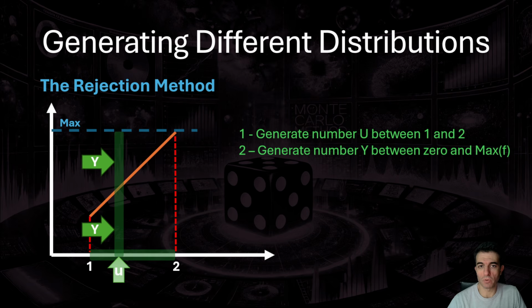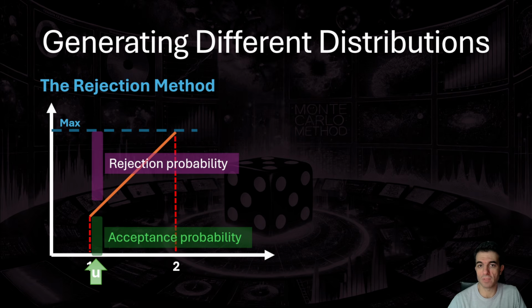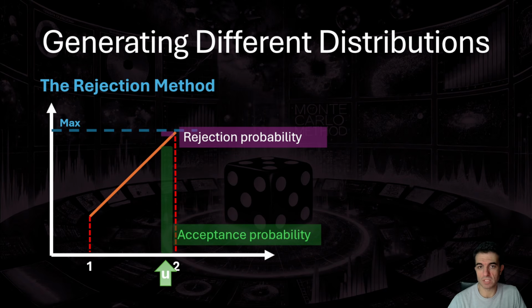So why do we do all of this, and how does this method work? Let's take two extreme values in this example. For the uniform u that is close to 1, the acceptance probability is much lower than the rejection probability, which is the area above the distribution line. Now, if we take u, the uniform number that is closer to 2, we notice that the rejection probability is very minimal, and the acceptance probability is much greater, which means that numbers closer to 2 have greater chances of being retained in the simulation, while those closer to 1 are more prone to rejection.